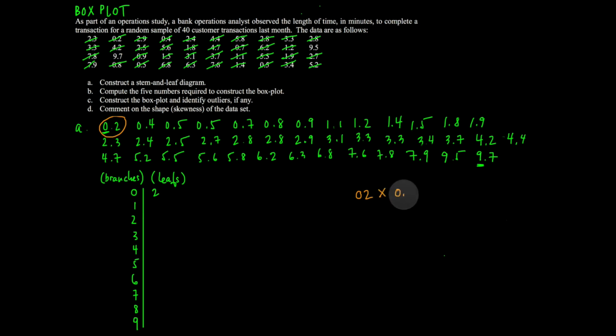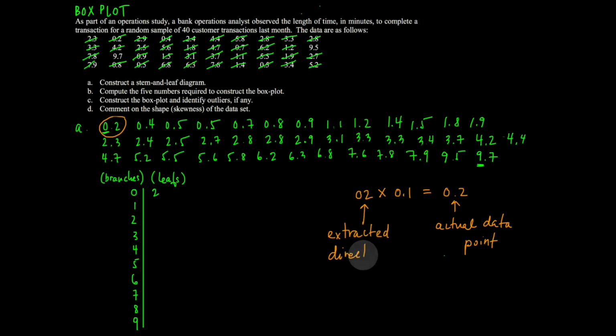times 0.1, and this would give me 0.2. So notice how this is my actual data point. This right here is simply extracted directly from the stem and leaf.